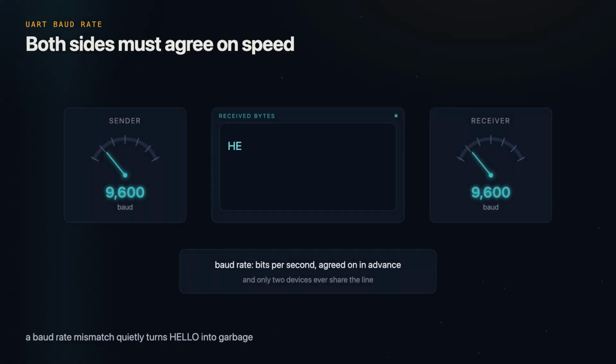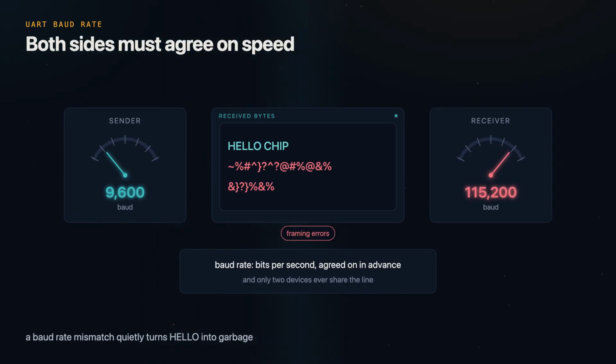That stopwatch only works if both sides count at the same pace. The pace is the baud rate, bits per second, agreed on in advance by both programmers. Here both sides run at 9600 baud, and hello comes through clean. Now the receiver expects 115,000. Same wire, same signal, and every frame shatters into garbage. One more limit. It is a private call. 2 devices ever. No more.